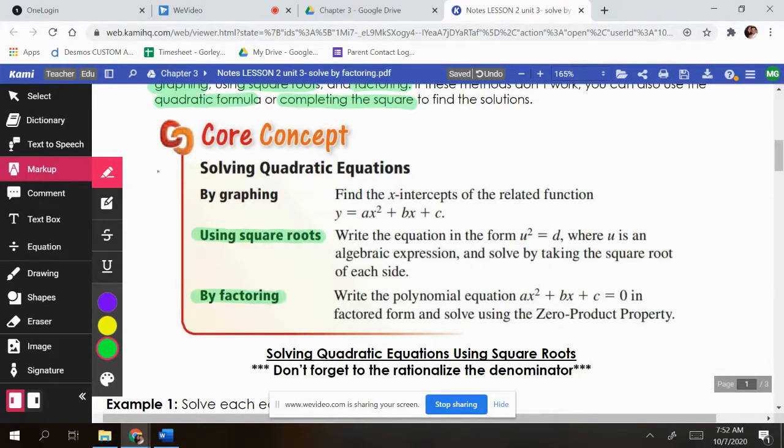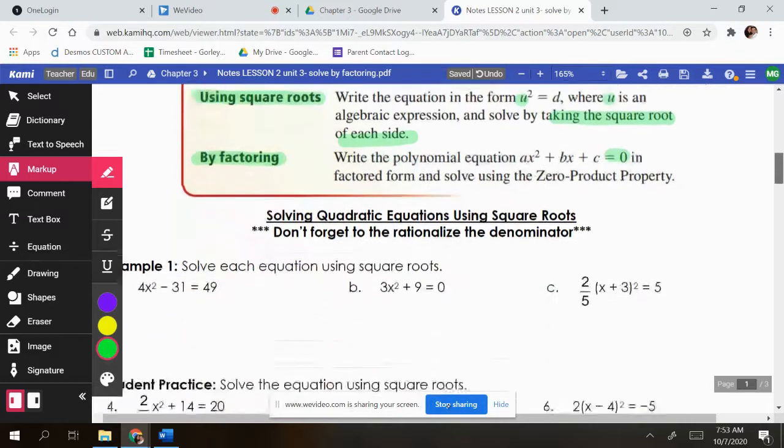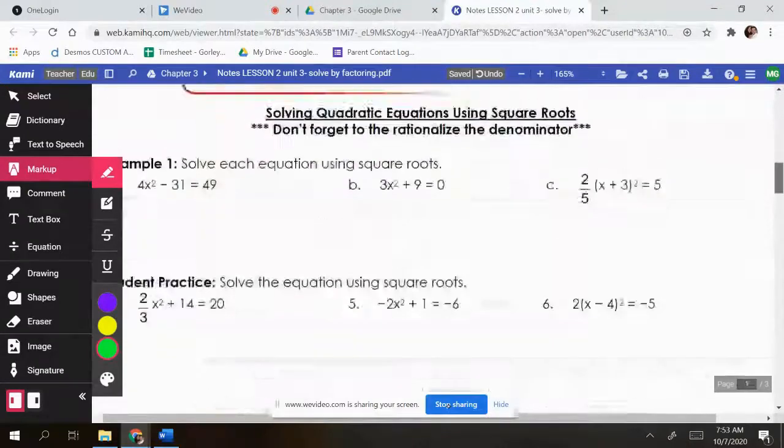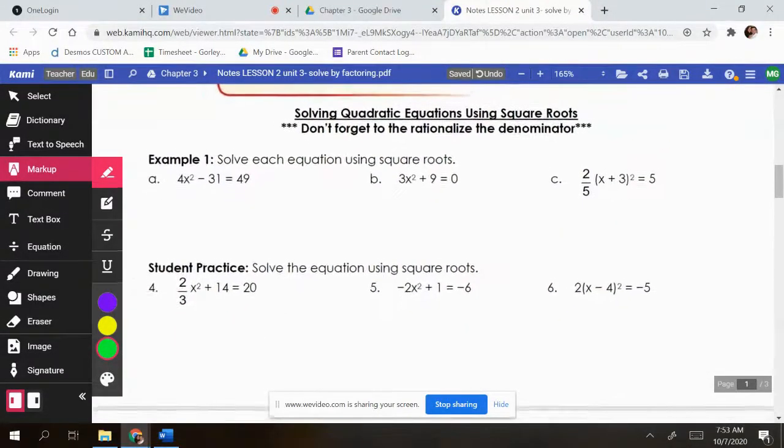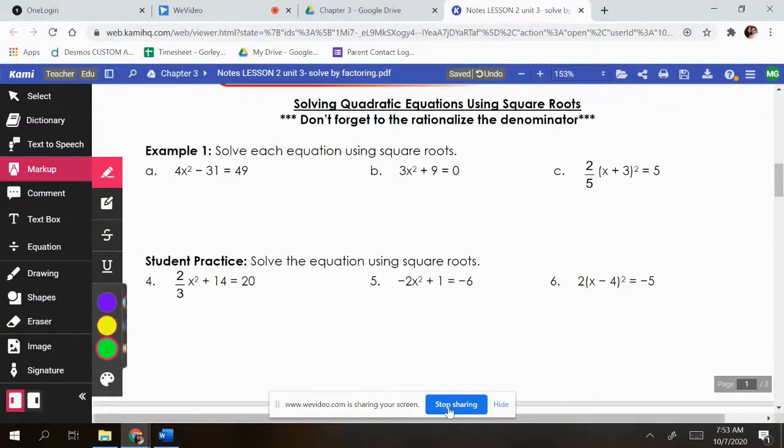Okay, when you are using square roots, you want to write the equation in the form u squared equals a constant, where u could be an algebraic expression. And we're going to solve this by taking the square root on each side. When solving by factoring, you want to set the equation equal to 0 and then start factoring. Okay, so for solving quadratic equations using square roots, it says don't forget to rationalize the denominator.